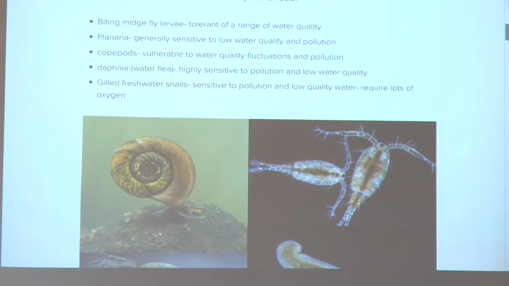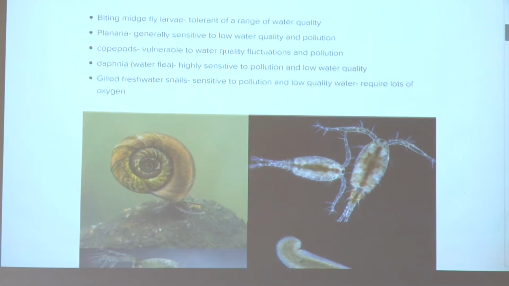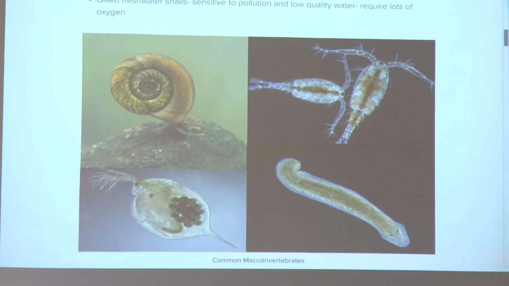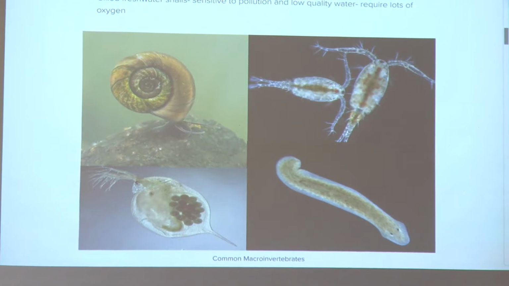Gilled freshwater snails, which are sensitive to pollution and low quality water, and they require lots of oxygen. So at the top left, that is a gilled freshwater snail. On the top right, those are copepods. The bottom right is a planaria, and the bottom left is a daphnia.